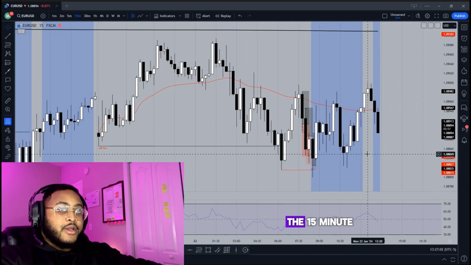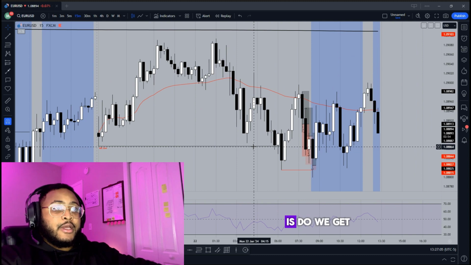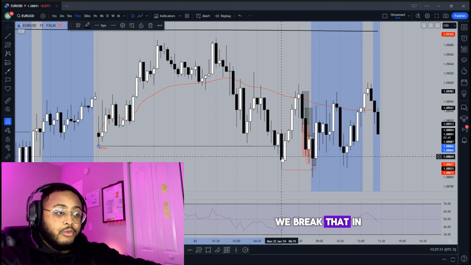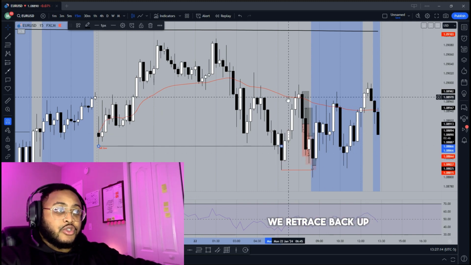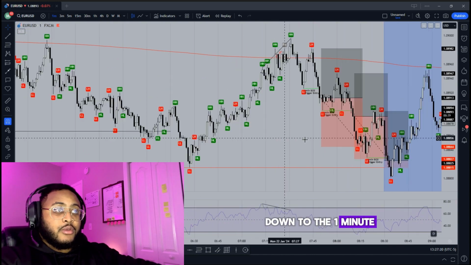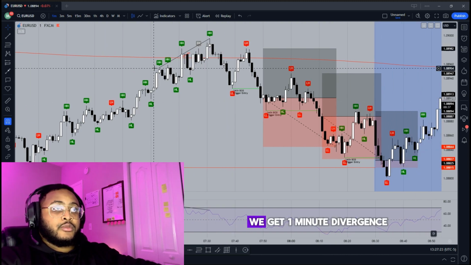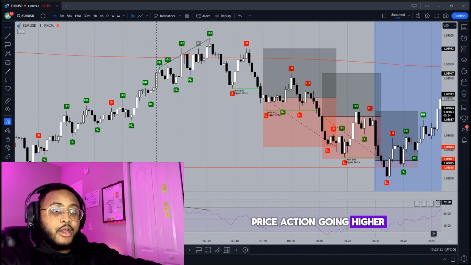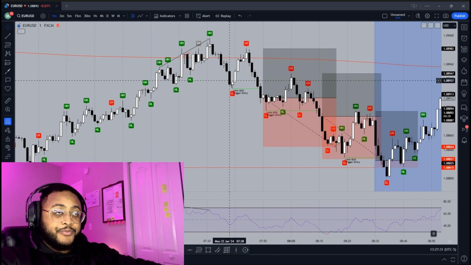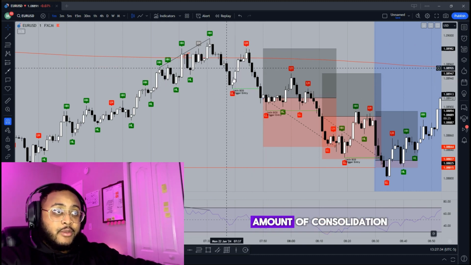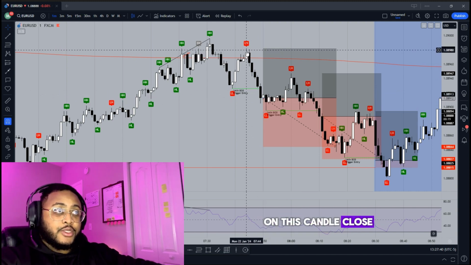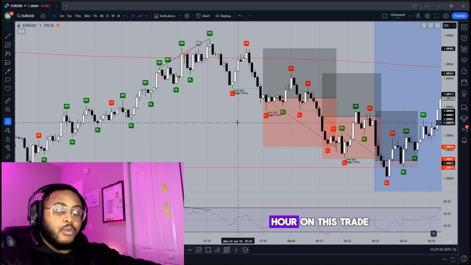So going down to the 15-minute, the first thing that I'm looking at is, do we get any bearish breaks of structure? This is the Asian range low. We break that in the London session. We retrace back up to the anchor VWAP. Then I'd be going down to the 1 minute. We get 1 minute divergence, price action going higher. On the 1 minute, we're getting lower highs. We get a bearish break in our direction, and we get some amount of consolidation, and we break this low again for an entry on this candle close. My stop loss will be at the high, and I'll be looking for at least 1 R on this trade.